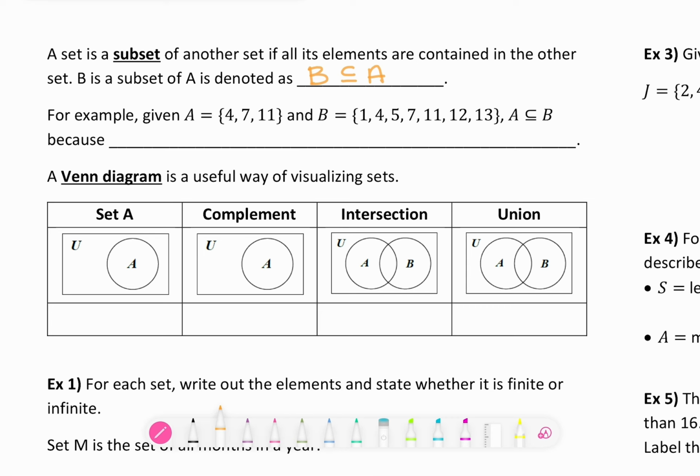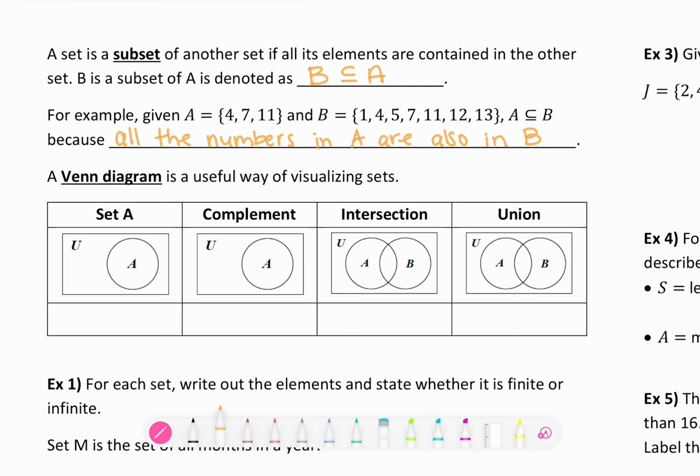So B is basically contained inside of A. Everything in B is also in A. It has to be everything in B that is in A, not just some, everything. For example, given A is 4, 7, and 11, and B, which is a bunch of numbers, it says A is a subset of B, meaning that everything in A is also in B, because all the numbers in A are also in B. That's the only way that a subset can exist, if all of the elements in one are in the other one as well.